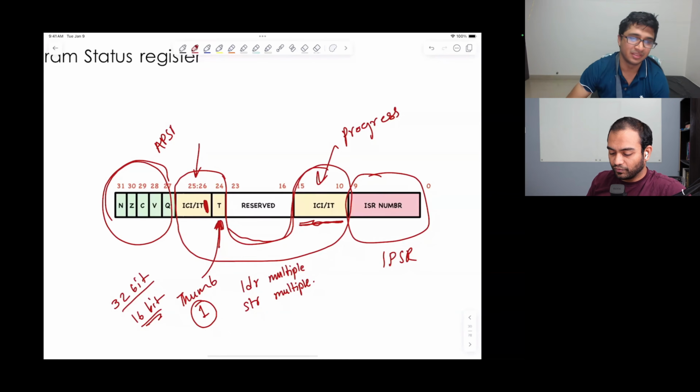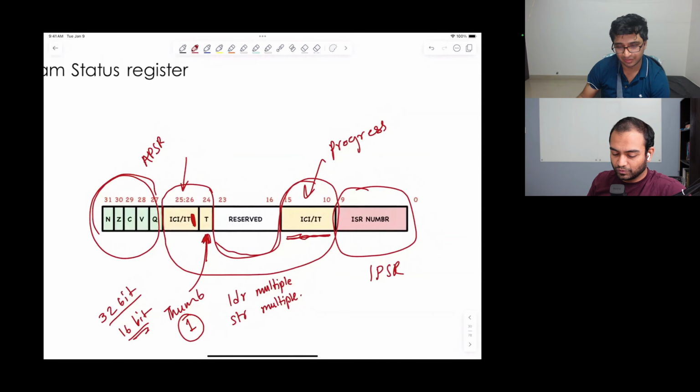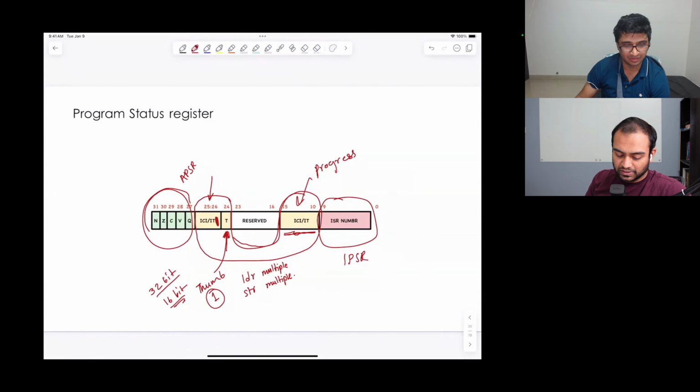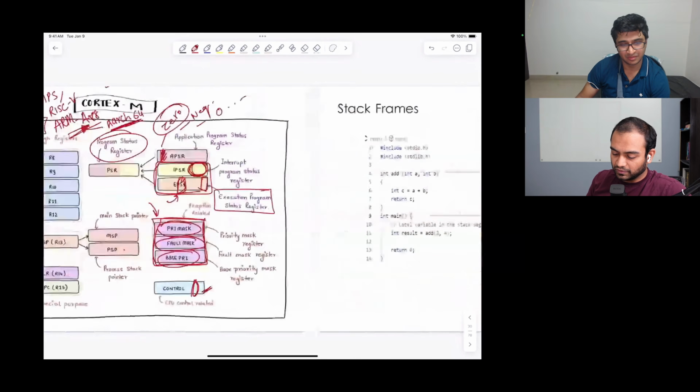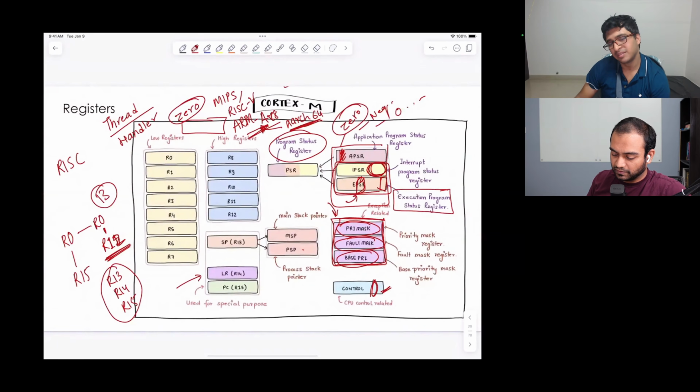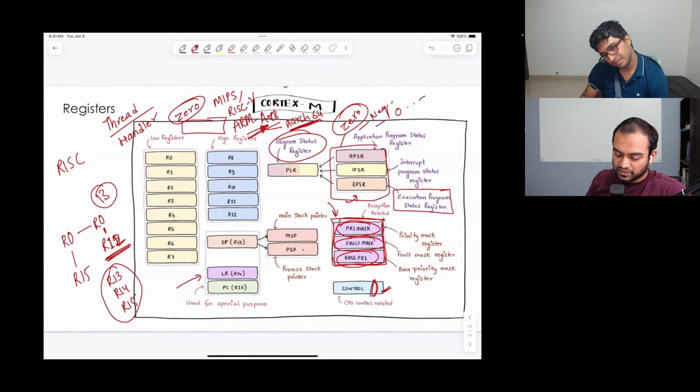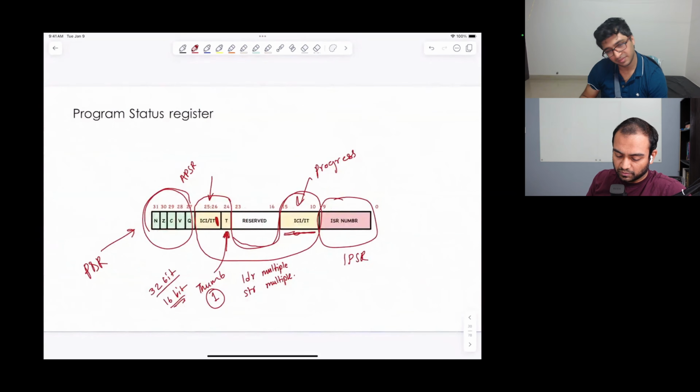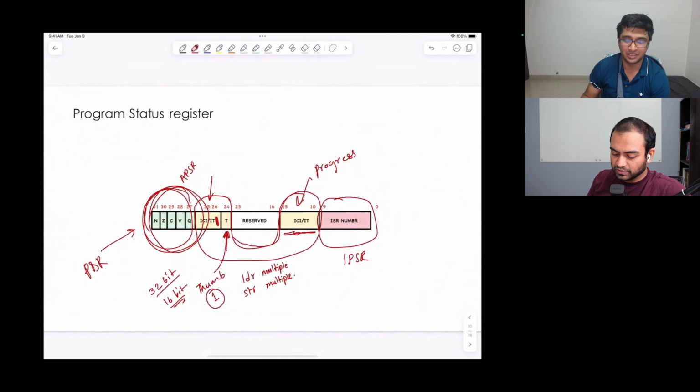What I want to call out is, although this register is called the PSR, it is a mixture of these three registers here. And so if we were to read APSR, we would only read these many bits, and all of these would be zero.